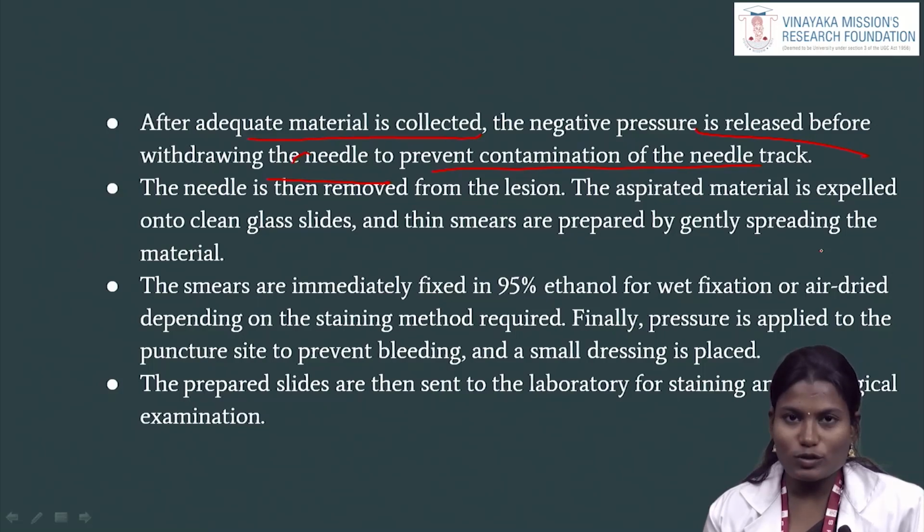The main objective is collecting the sample using negative pressure. FNAC with aspiration means we have to create the negative pressure and collect the samples without using anesthesia. The smears are immediately fixed in 95% ethanol for wet fixation, or dried, depending on the staining method. Finally, pressure is applied to the puncture site to prevent bleeding and a small dressing is placed. The prepared slide is then sent to the laboratory for immediate staining and cytological examination.